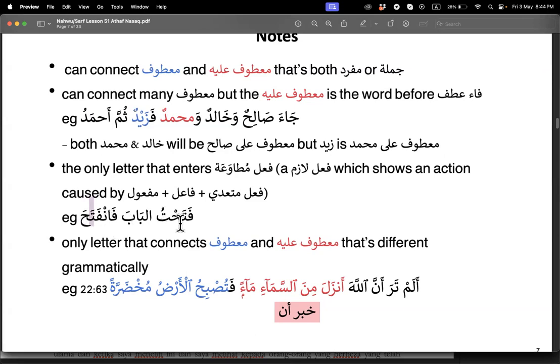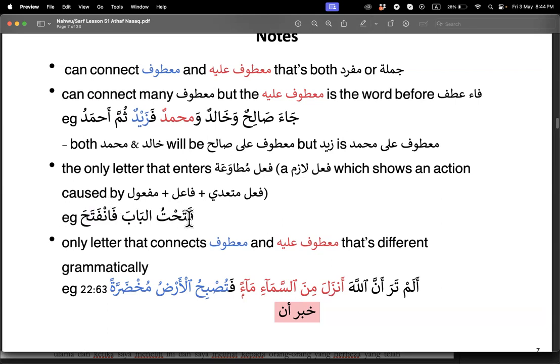So how do you translate this? Fatahtul baba fanfataha. This one is difficult to translate. Then I open the door, and then I think this one is the effect of the fatahtu, and it's open. Exactly. So here we use fa when we want to do this.